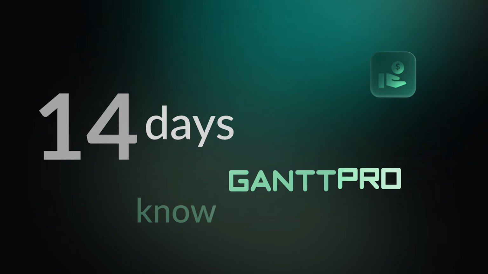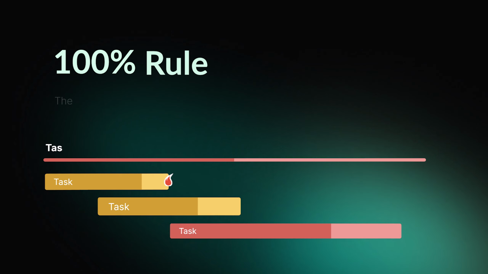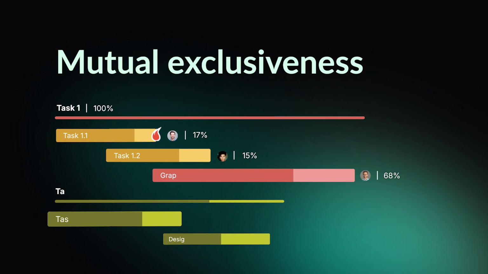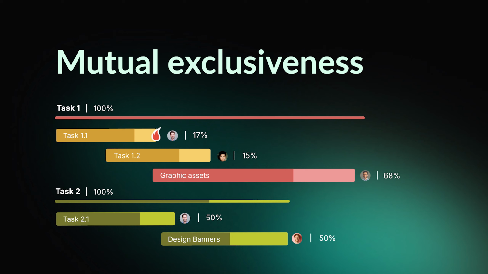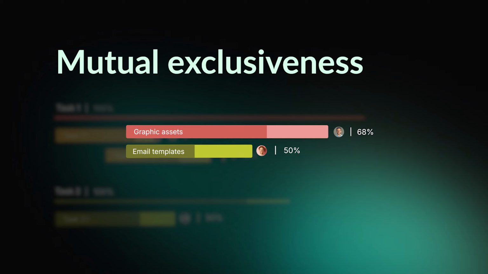Now that you're familiar with the basic process, let's highlight some best practices for WBS management. The 100% rule is the most essential principle. It suggests that the WBS levels must include 100% of the work defined in the project scope. Hence, the sum of the work at a lower level must equal the total work represented in the WBS level above. Keep in mind that there is no need to split individual tasks for work that is already a part of another activity. Keep tasks mutually exclusive.